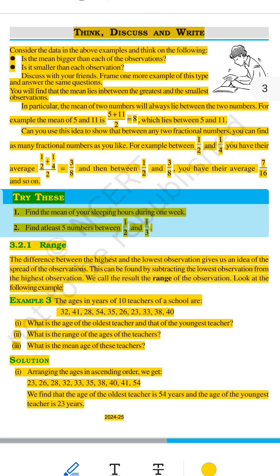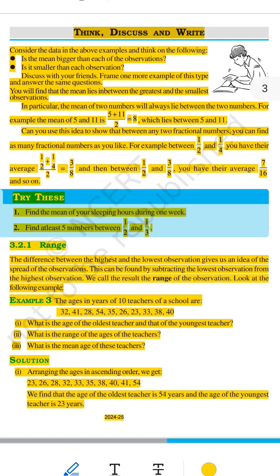Between 0.5 and 0.8, first the mean: (0.5 + 0.8) divided by 2 equals 0.65. 0.65 is between 0.5 and 0.8. Then the mean of 0.5 and 0.65: (0.5 + 0.65) divided by 2 equals 0.575, between 0.5 and 0.65. Then the mean of 0.65 and 0.8: (0.65 + 0.8) divided by 2 equals 0.725, between 0.65 and 0.8. You can keep going forever. There's no limit to how many numbers you can find between 2 numbers.